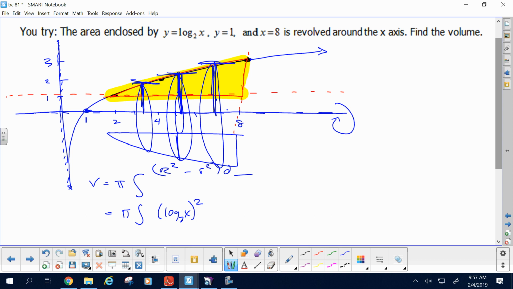Squared. Check. Little r, the little radius, I'm talking about the radius of the inner circle. Here's little radius, here's little radius, here's little radius. Little radius looks like it's always 1 squared, if you like. dx or dy? dx. Limits of integration then? From 2 to 8.